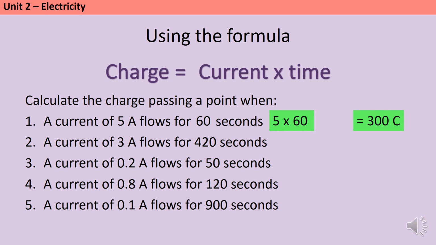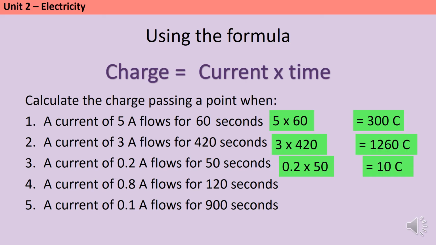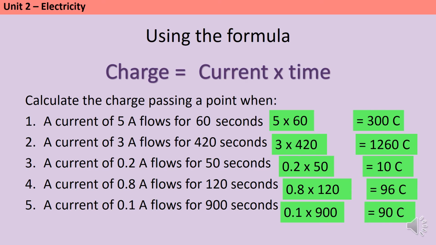Hopefully you were able to calculate that 3 times 420 is 1,260 coulombs, 0.2 times 50 is 10 coulombs, 0.8 times 120 is 96 coulombs, and 0.1 amps flowing for 900 seconds will transfer 90 coulombs of charge.